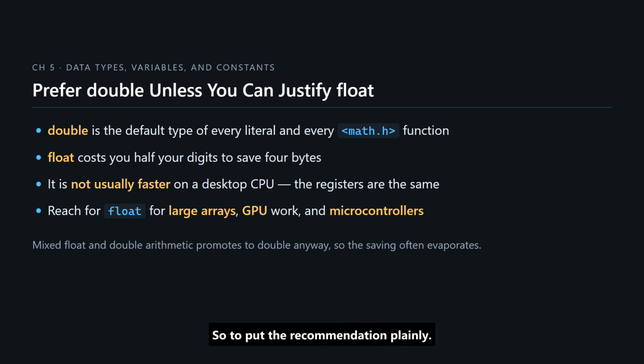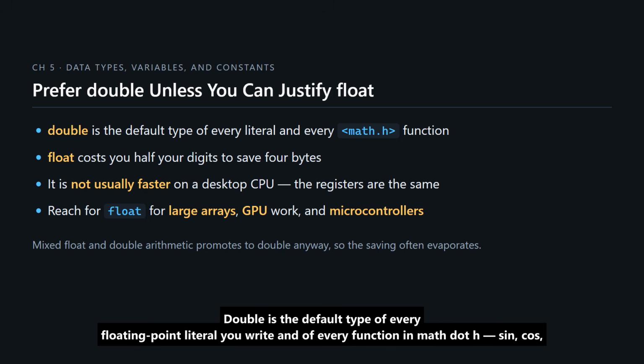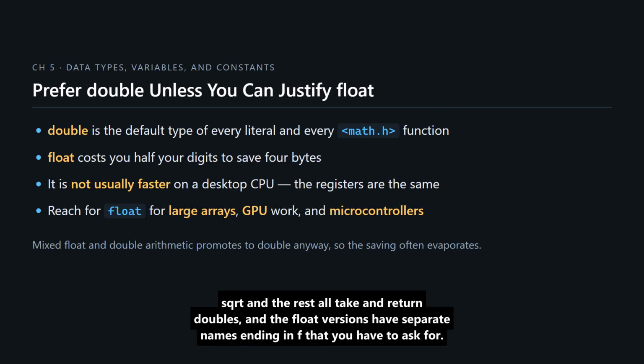So to put the recommendation plainly, double is the default type of every floating point literal you write and of every function in math.h. sin, cos, sqrt and the rest all take and return doubles, and the float versions have separate names ending in f that you have to ask for.